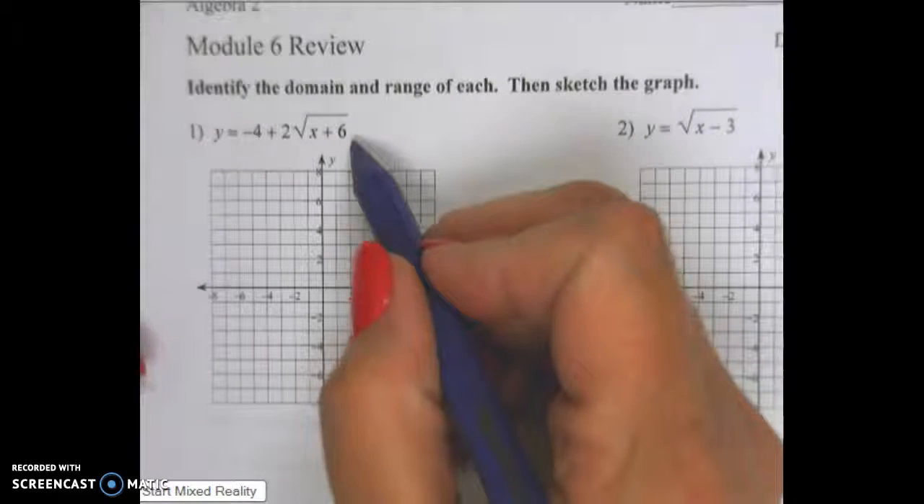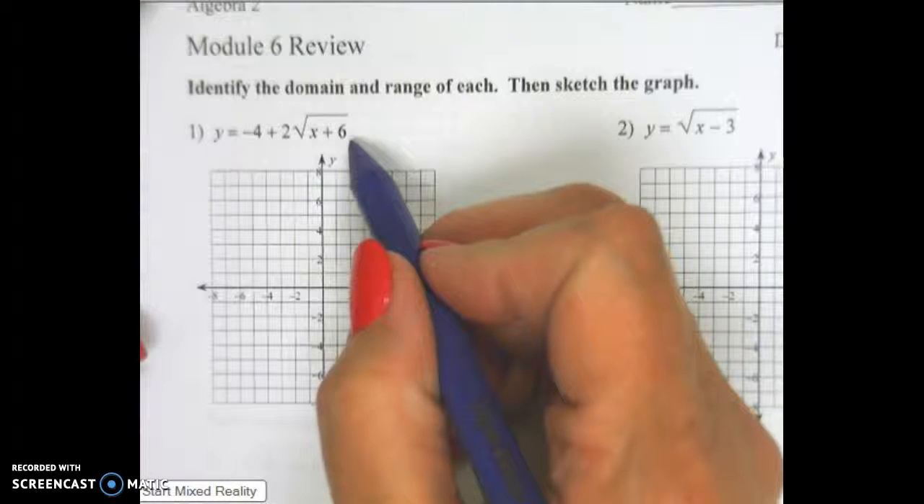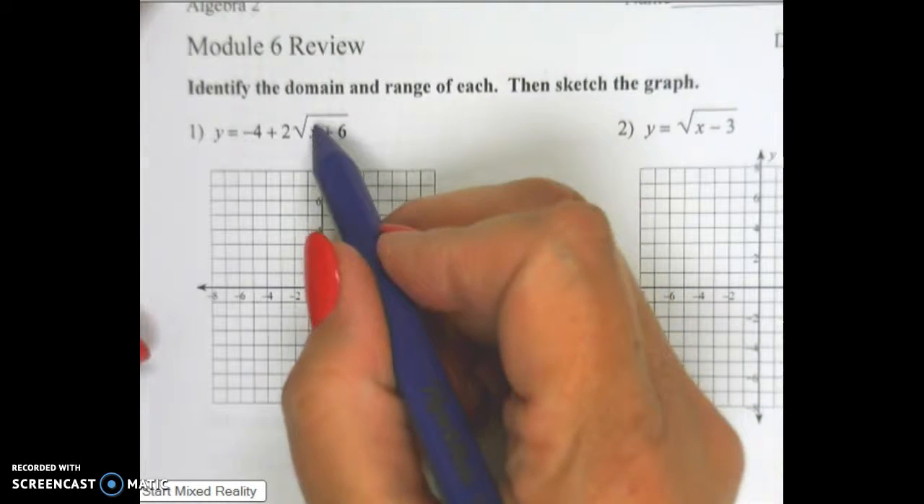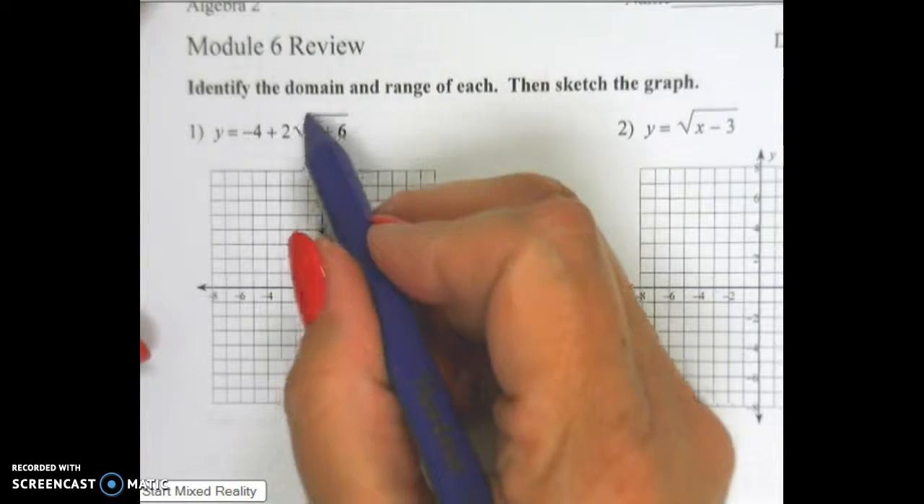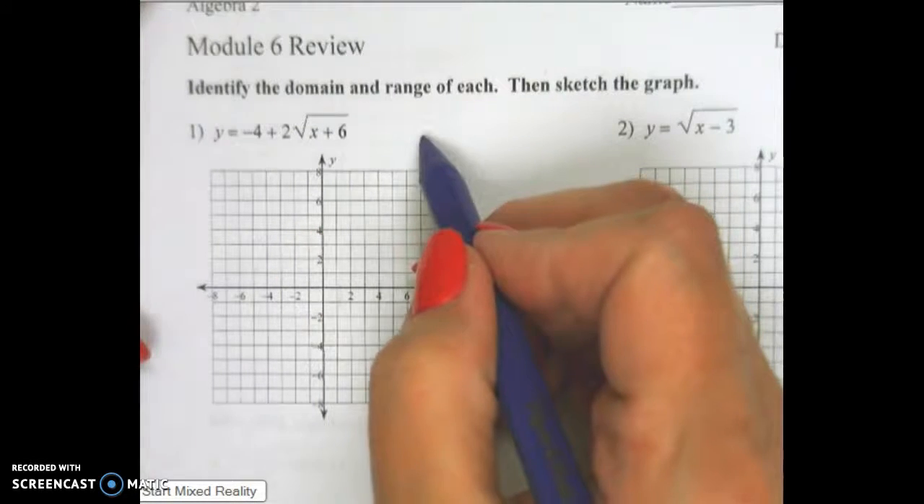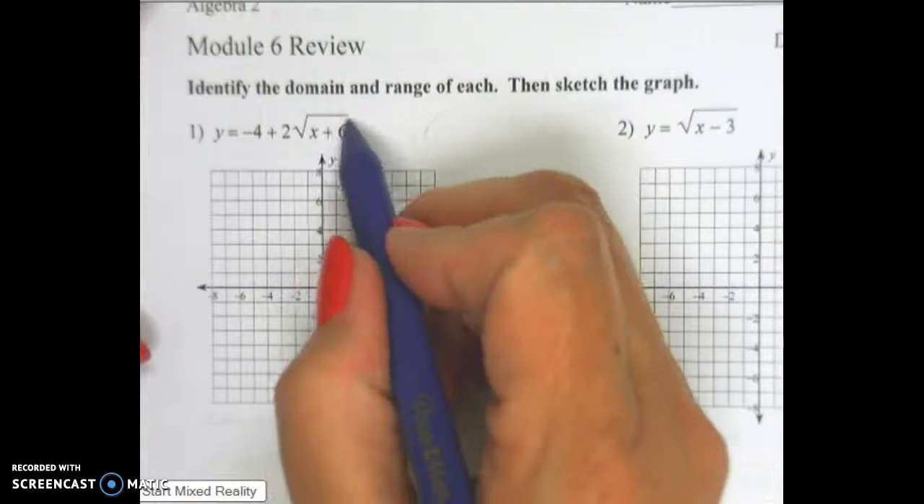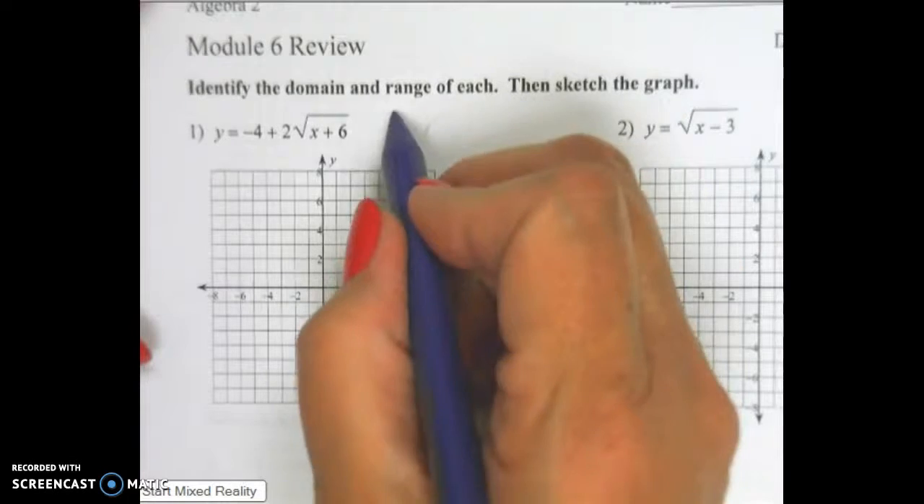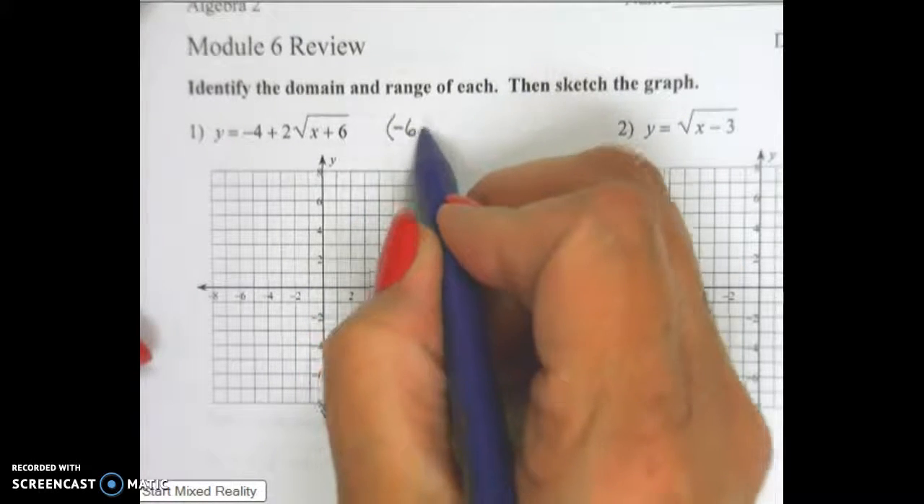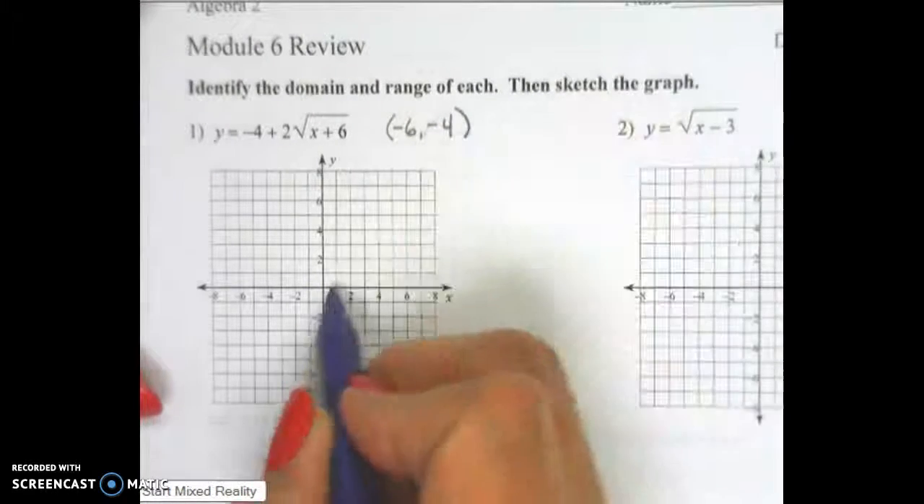To graph this particular graph, I need to remember that I need to find my starting point because it is a square root. It's a wave. Opposite, and then I keep. So my starting point is going to be at -6, -4.